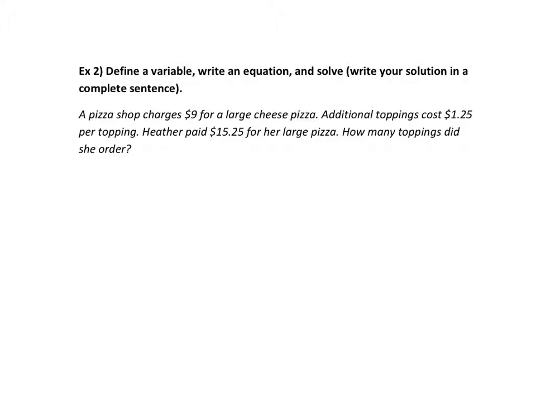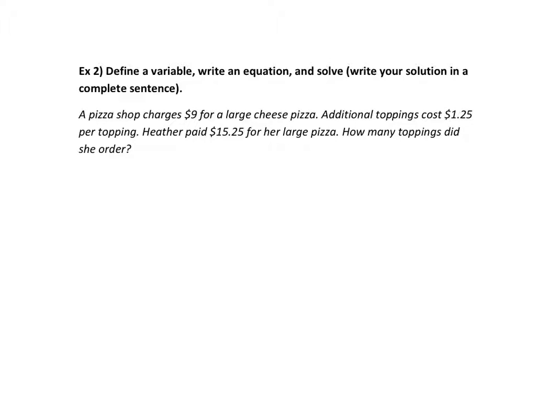And we're going to do the same thing we did the last lesson. We're going to define a variable, write an equation, solve, and then we're going to have a complete sentence for our final answer here. Okay, so as I'm reading this, it says a pizza shop charges $9 for a large cheese pizza. Additional toppings cost $1.25 per topping. Heather paid $15.25 for her large pizza. How many toppings did she order?